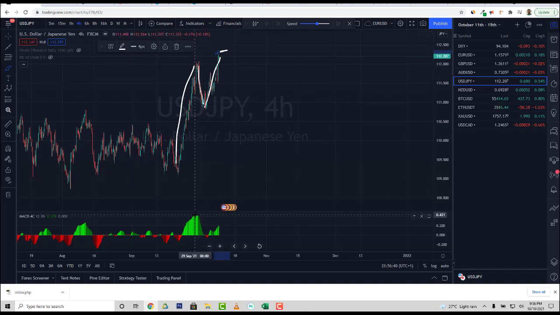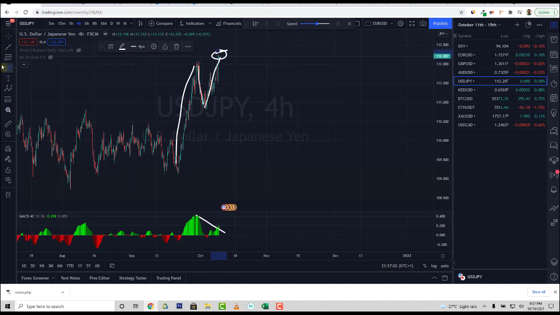Now check our MACD here. Do you see we have a higher high on the chart, on the candlesticks, and a lower high on the momentum indicator? This shows us a clear divergence. It shows us that the market is quite exhausted here.